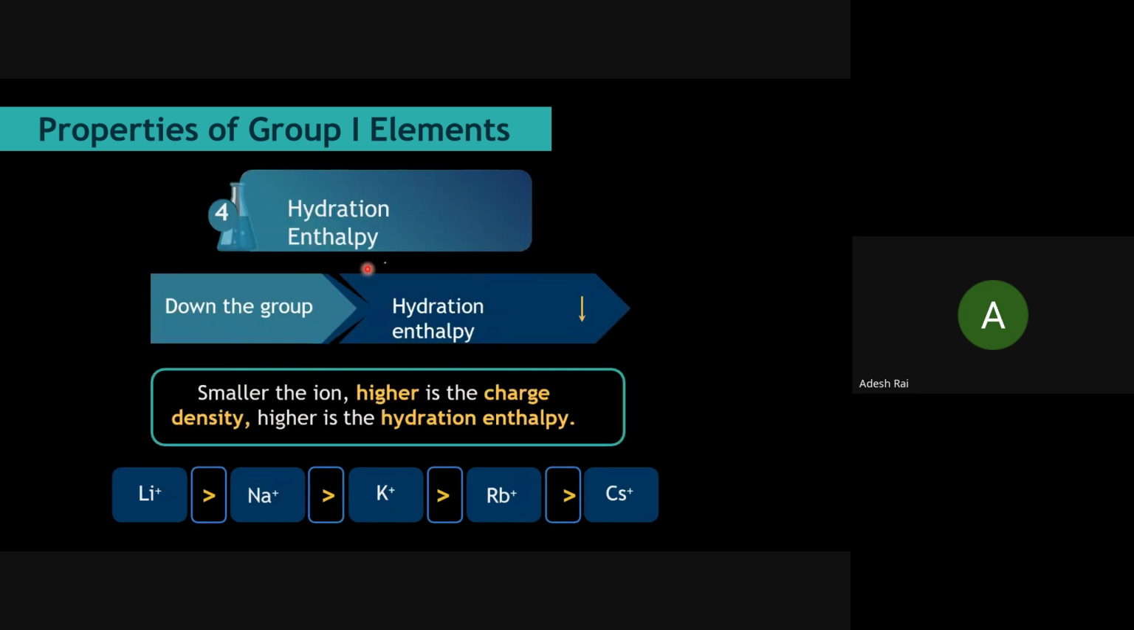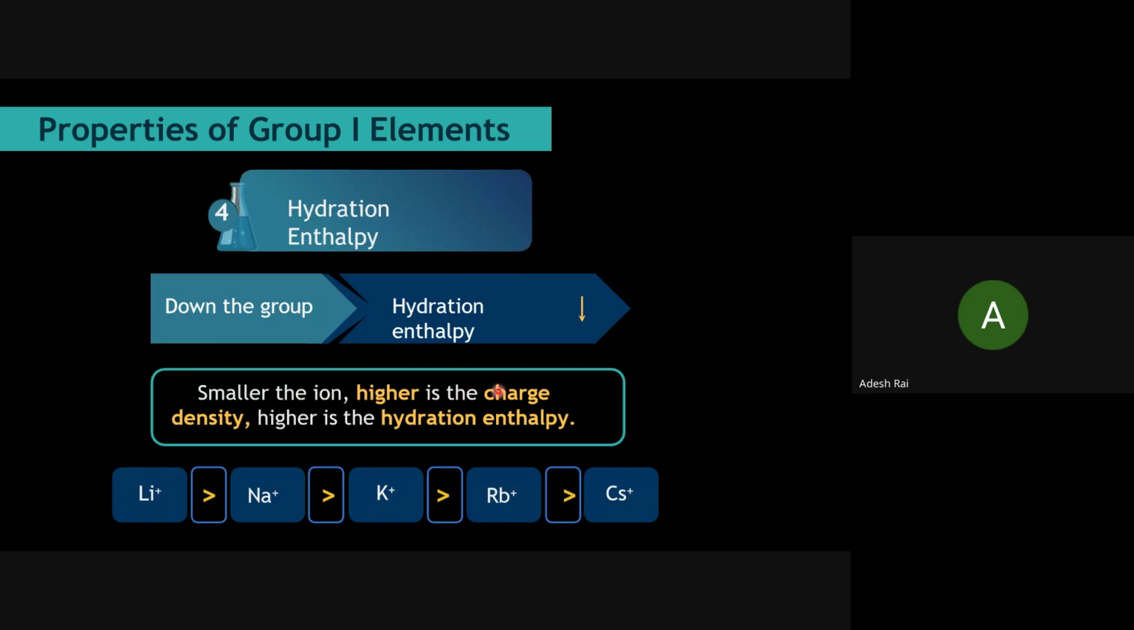Now, hydration enthalpy. What about hydration enthalpy? You know, hydration enthalpy is directly proportional to charge and inversely proportional to size. Therefore, we write smaller the ion, that is, if size is small, then hydration energy will be more. Why? Because hydration energy is directly proportional to charge and inversely proportional to size. And that charge to size ratio is called charge density.